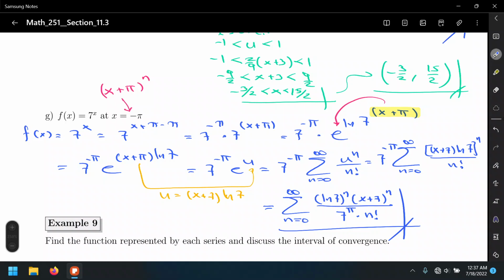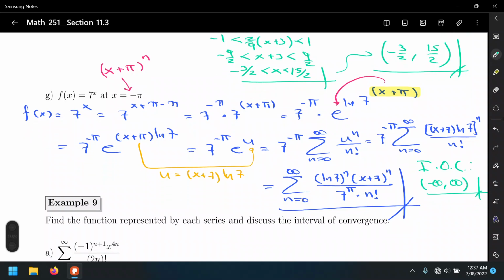And of course, this is an exponential function. This is the power series of an exponential function, so the interval of convergence will be negative infinity to positive infinity. And I'm going to stop the video over here, and in the next video we're going to do the reverse process.